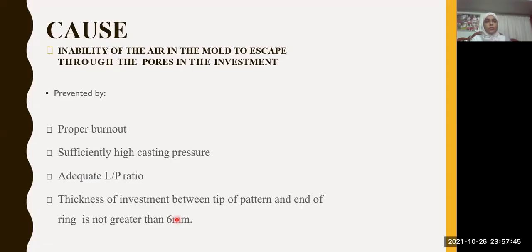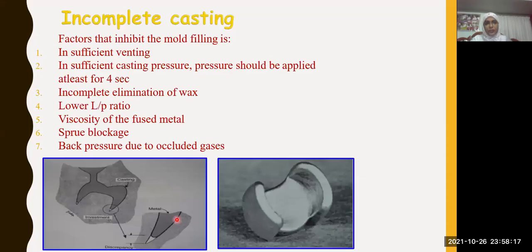For this, you have to have a sufficient casting pressure, and proper burnout has to be done so that all the wax is eliminated. A proper liquid powder ratio has to be there, and also the thickness of investment between the tip of the wax pattern and the end of the ring should be 6 mm and not more. When the distance is more, it is difficult for the entrapped air to escape through that longer path.